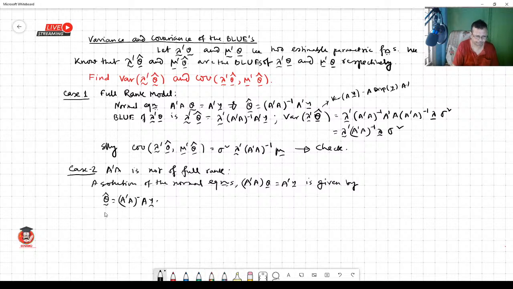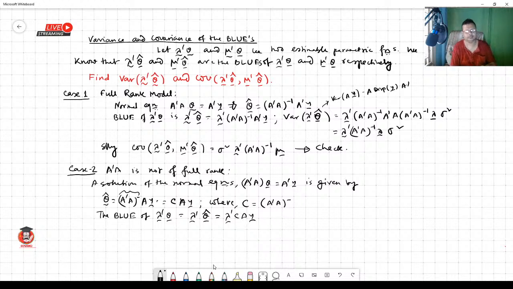The BLUE of lambda curl prime theta curl. I denote this G inverse by C, because we already defined matrix S, which is A prime A. So C is a G inverse of A prime A. The BLUE of lambda curl prime theta curl is equal to lambda curl prime theta curl hat, which is lambda curl prime C A prime y curl. Okay.